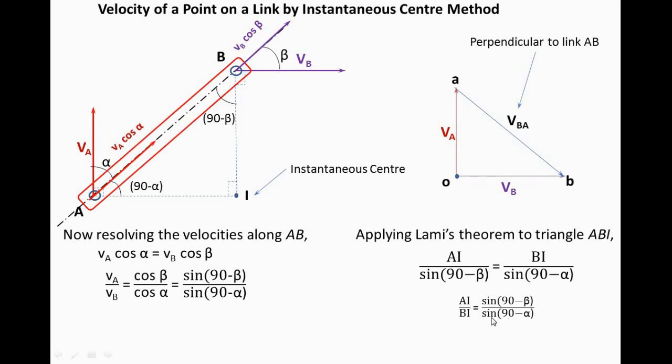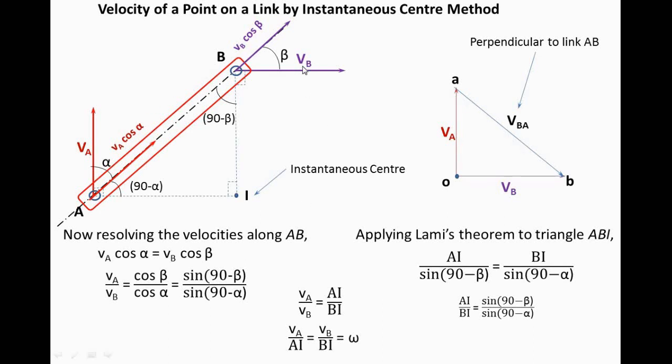Here a ratio of sine of 90 minus beta and sine of 90 minus alpha is AI upon BI. So VA upon VB is equals to AI upon BI. AI and BI are the instantaneous radius, and VA and VB are actually the velocity vectors. So we can calculate the velocity by using the formula VA upon AI is equals to VB upon BI is equals to omega. Omega is nothing but the angular velocity of link A.